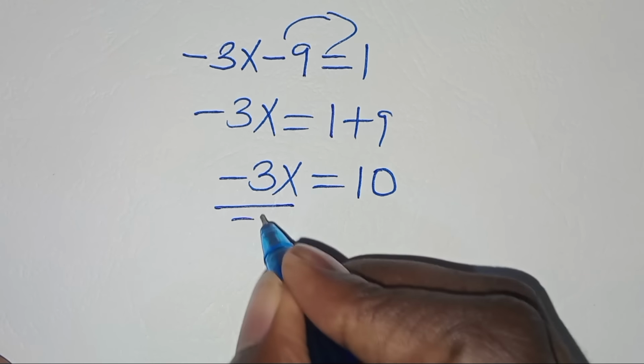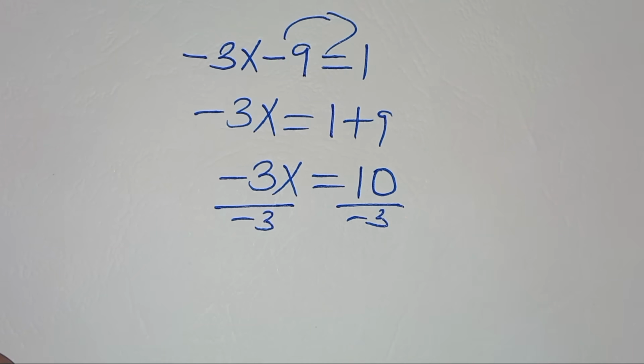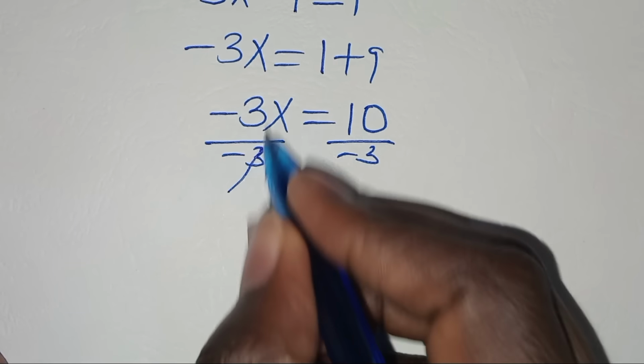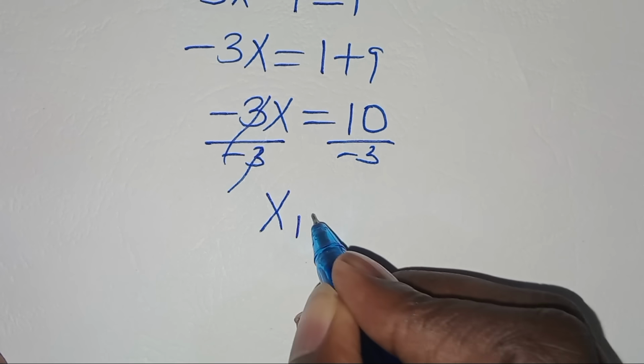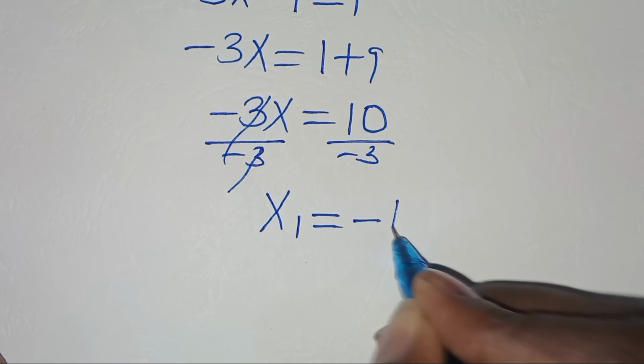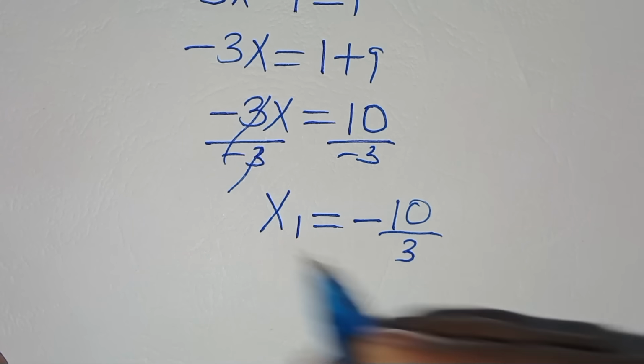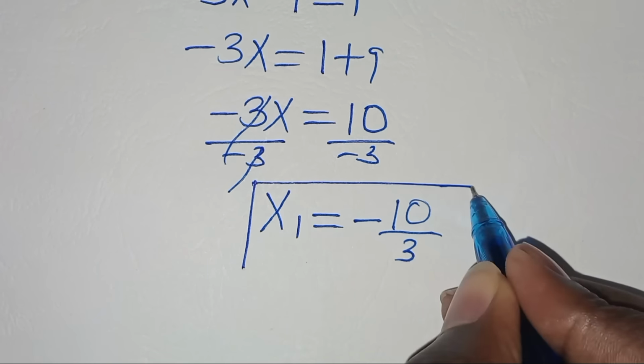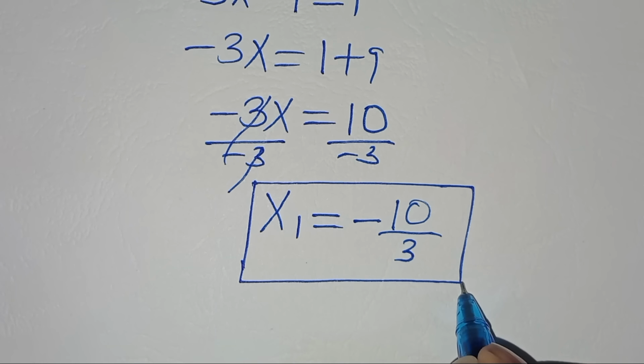So let's divide on both sides by minus 3. And this means that the first value of x, which is x1, is equal to negative 10 over 3. So this is the value of x1.